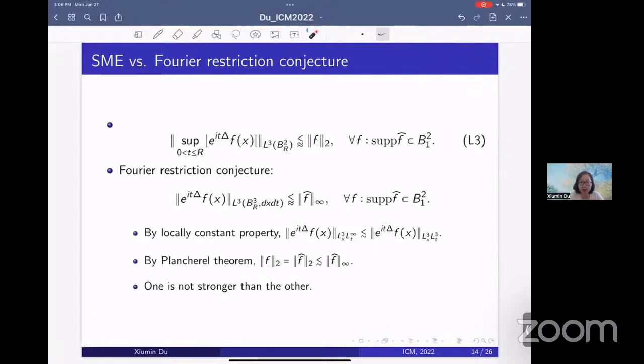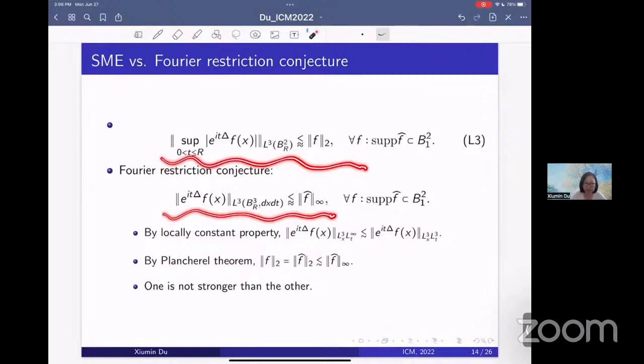Now let's compare the Schrödinger maximum estimate and the Fourier restriction conjecture. This is the L3 Schrödinger maximum estimate we proved. It said that the L3 norm of the Schrödinger maximum function over the two-dimensional ball of radius R is bounded by f hat L2. And this is the Fourier restriction conjecture in dimension 3, which said that the regular L3 norm of the Schrödinger solution over the three-dimensional R ball is bounded by f hat L infinity. Note that these two expressions are similar.